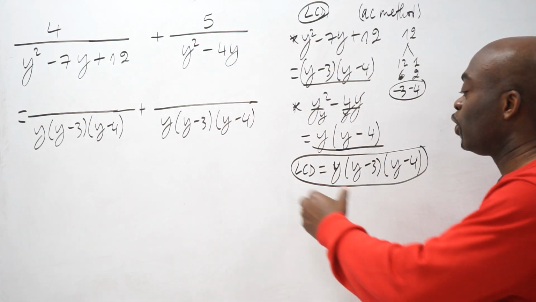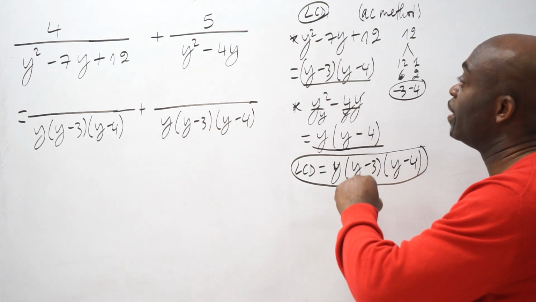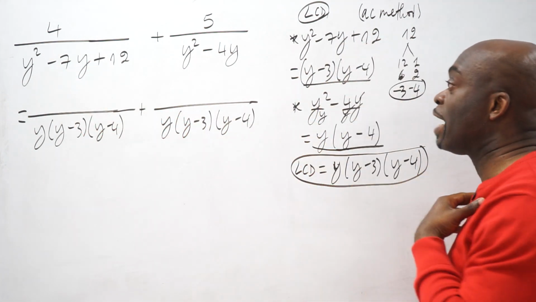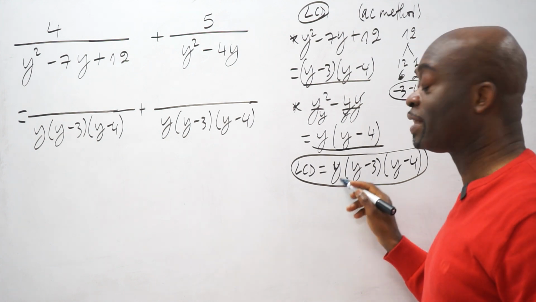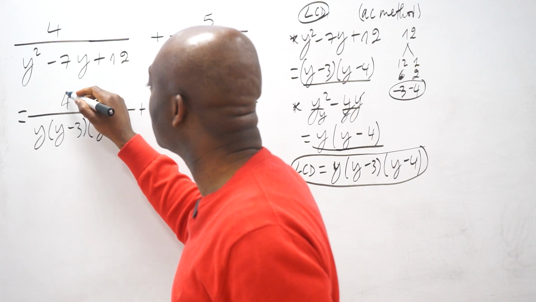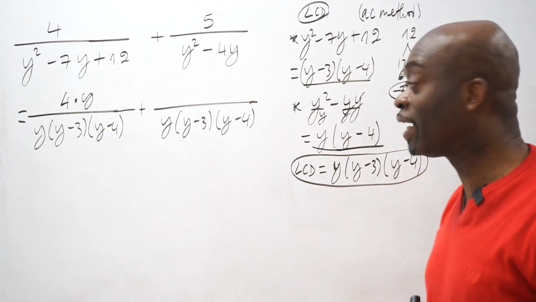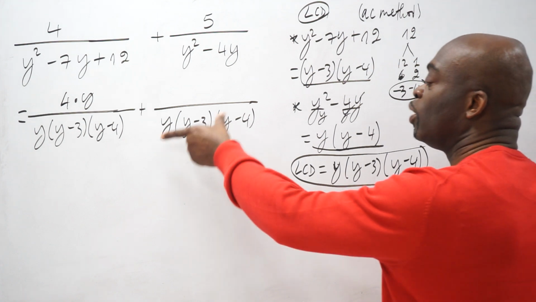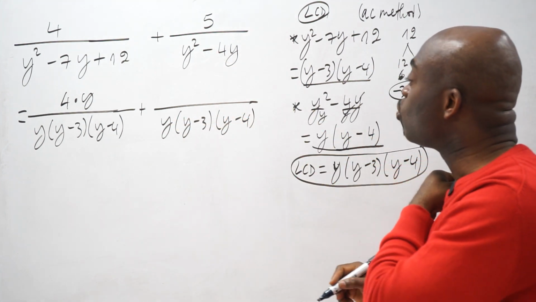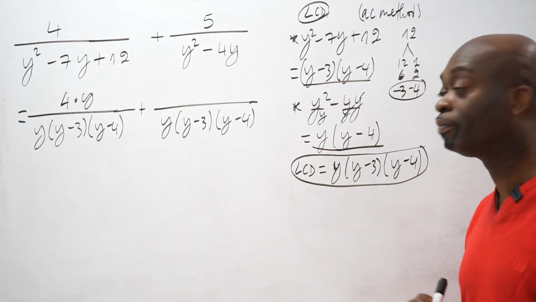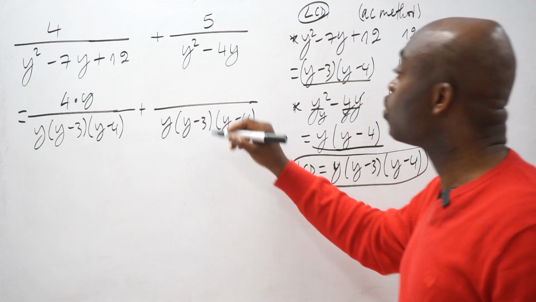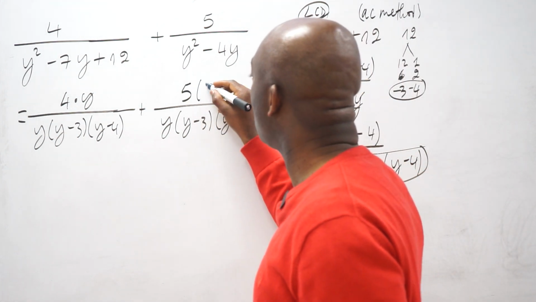Again, look at the lowest common denominator, which is what we have across, and look at the original denominator from the first fraction, after you factor it. What is it that we have missing? y. So we multiply 4 by y. That's how it works. Then we go with the second fraction. We look at this one and the original one and see what is missing. It's going to be y minus 3. So we multiply 5 by y minus 3.